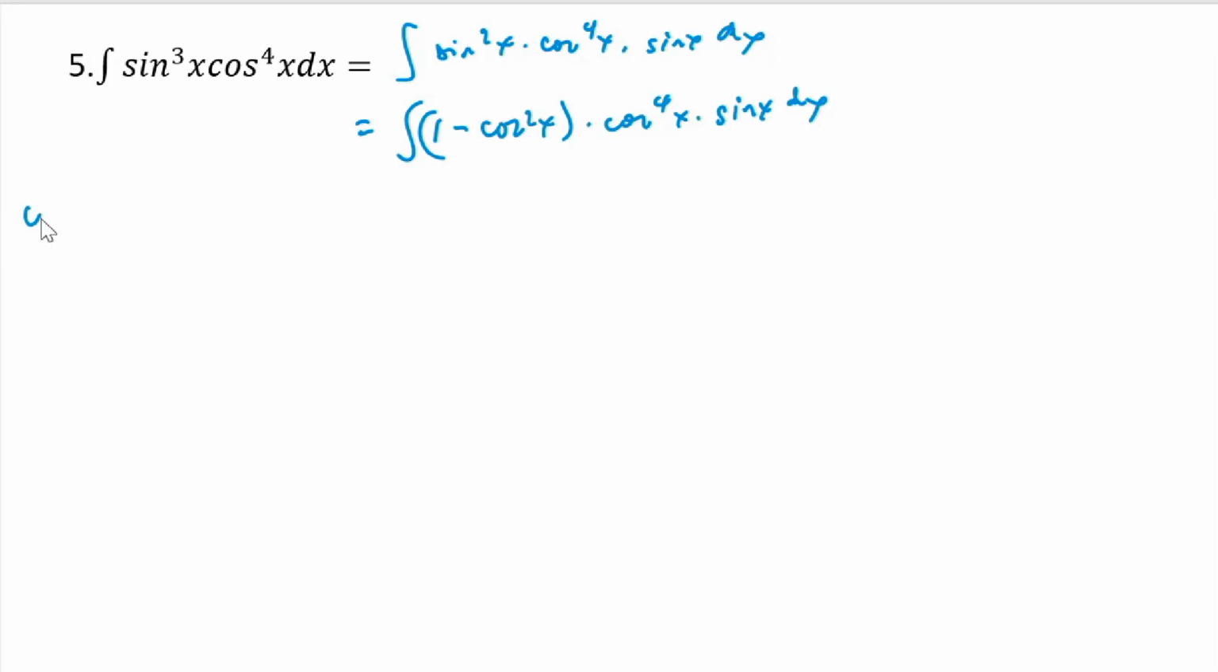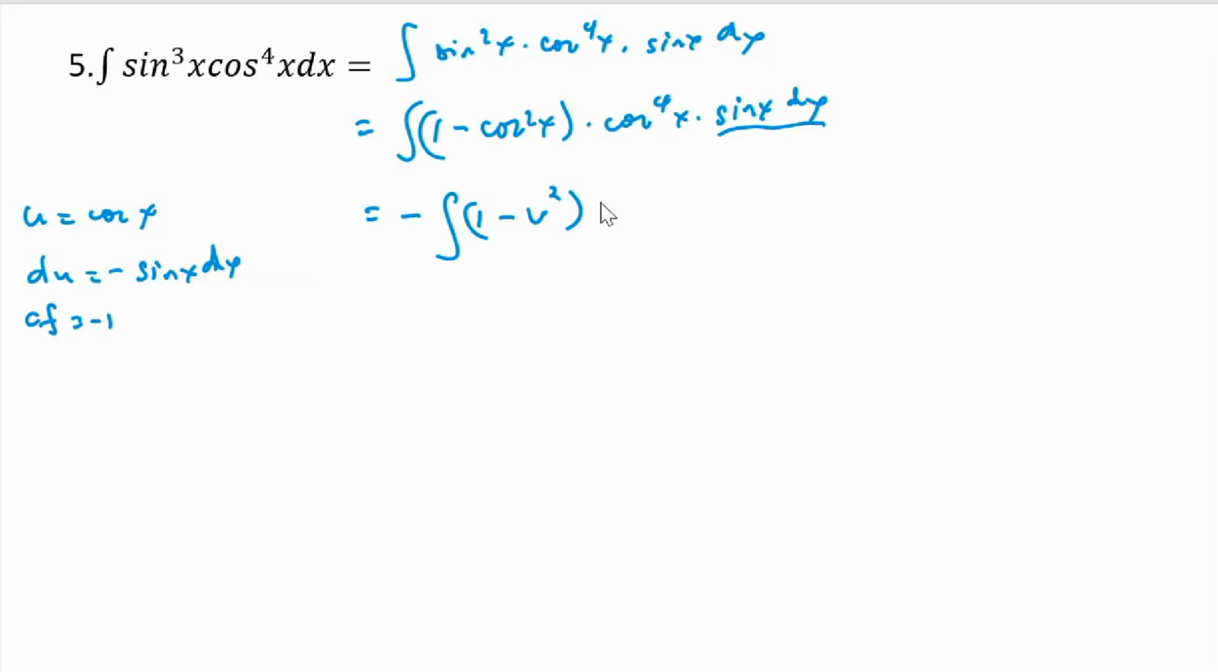So from here, we're going to write u as cosine x, and du, the derivative of cosine, is negative sine x dx. So we only have sine x dx, so therefore I'm going to write the coefficient factor of negative 1. Rewriting the given in terms of u and du, I can write now the negative of the integral of 1 minus u squared times u to the power of 4 times du.